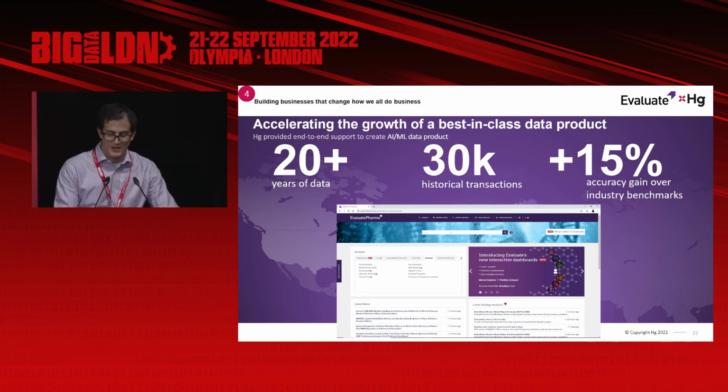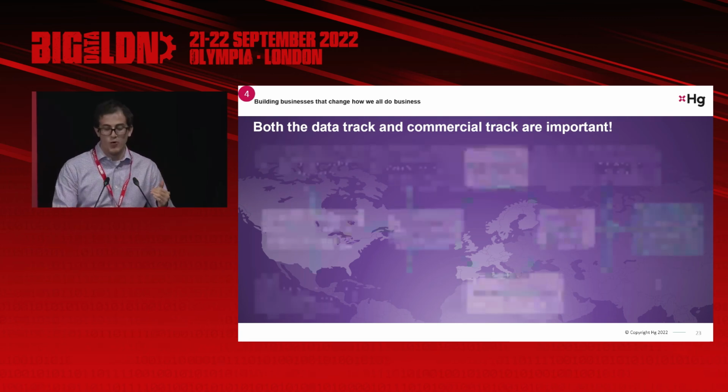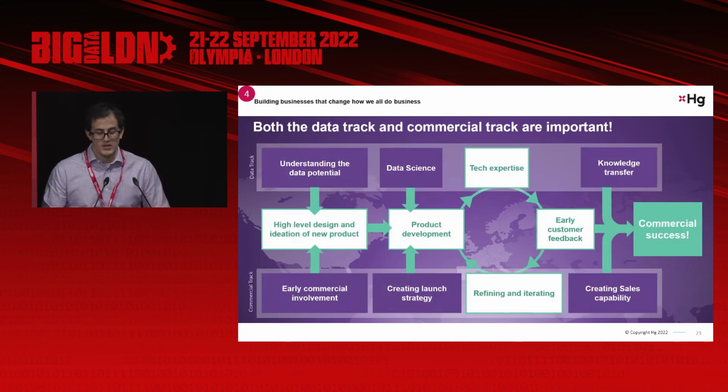Now, again, I ask the question, why do I think this and some of the other data products we've seen in the HG portfolio have been so successful? Well, very similarly to the commercial optimization data projects, it's important to have that data track, that data team, working very closely with the commercial team. Of course, we need the data team to be understanding the data potential, doing that data science, machine learning, building that customer-facing dashboard, bringing that tech expertise. But very early on, we want to make sure that we have that early commercial involvement, that buy-in.